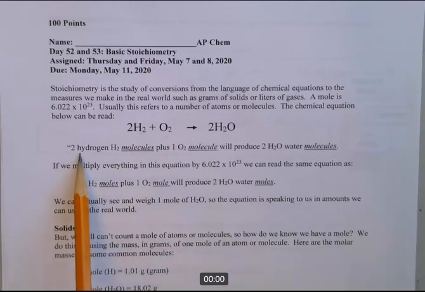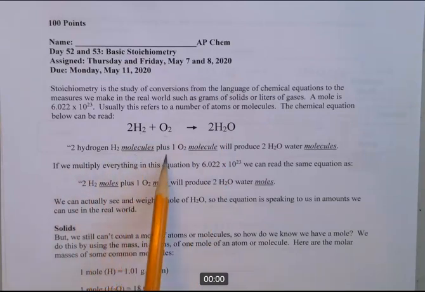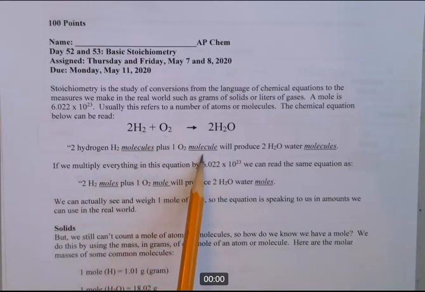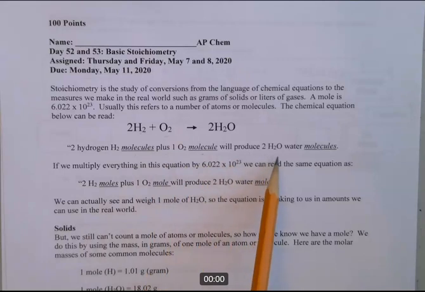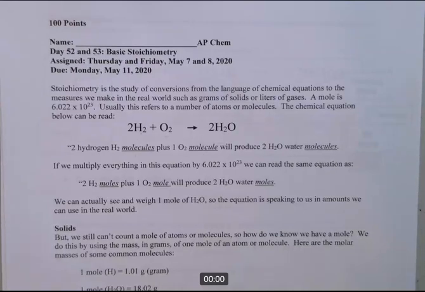Okay, so what this means is, if you read this equation, it says two hydrogen H2 molecules plus one O2 molecule will produce two H2O water molecules. So that's one way to read this. So what chemical equations deal with is number of atoms or number of molecules. They're not interested in how much the atoms or the molecules weigh or how much space they take up. They're interested purely in matching up numbers.